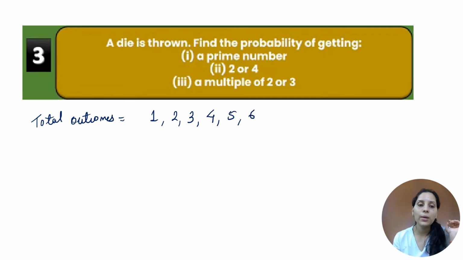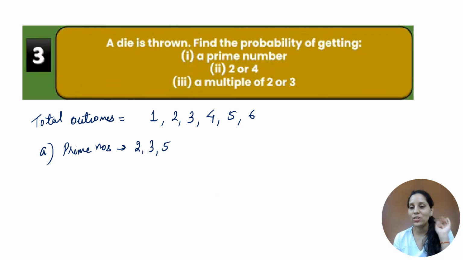First is a prime number. What are the prime numbers here? We know 1 is neither prime nor composite. So it starts with 2, 3 and 5. There are 3 prime numbers.